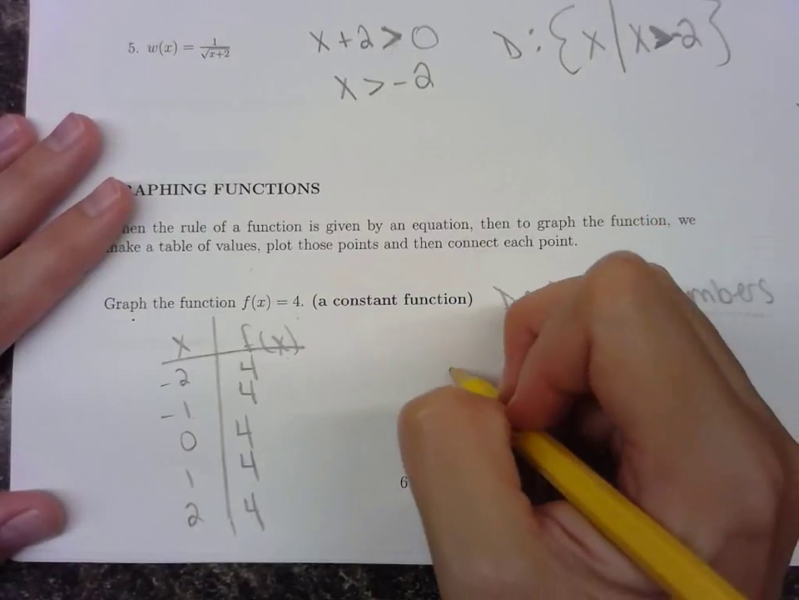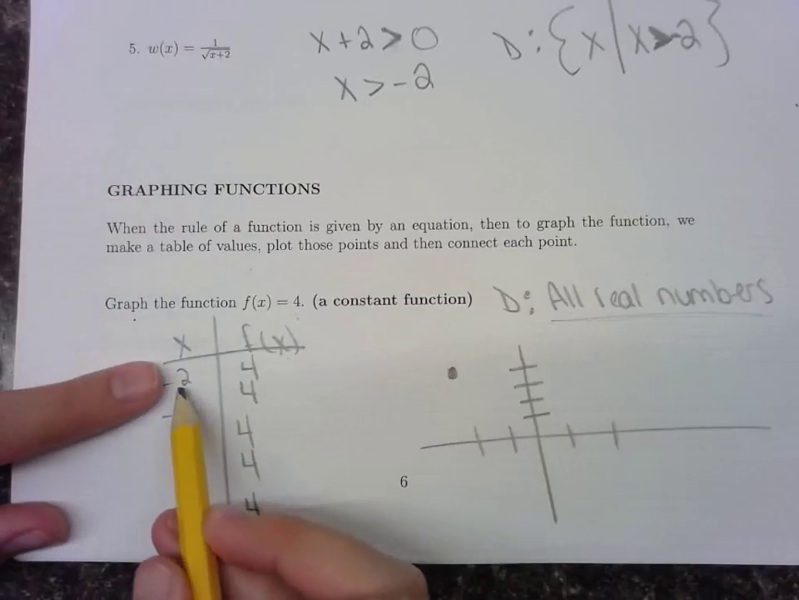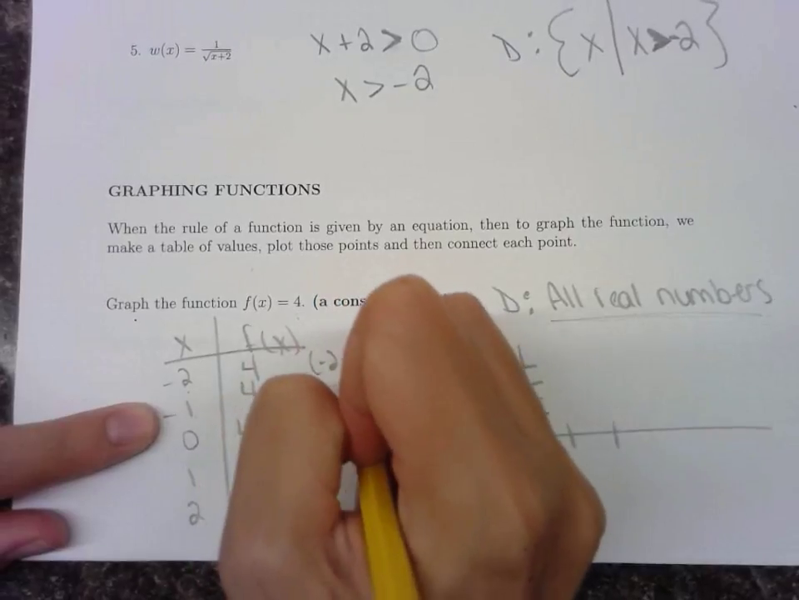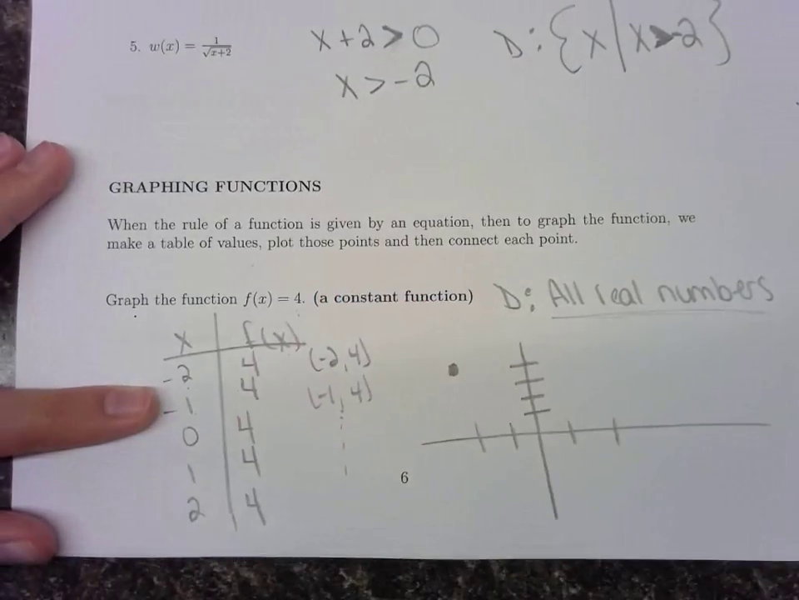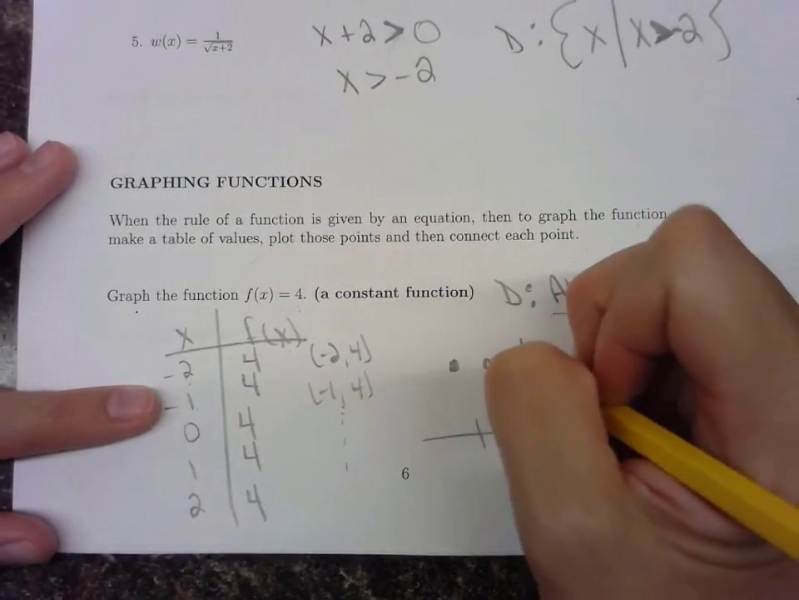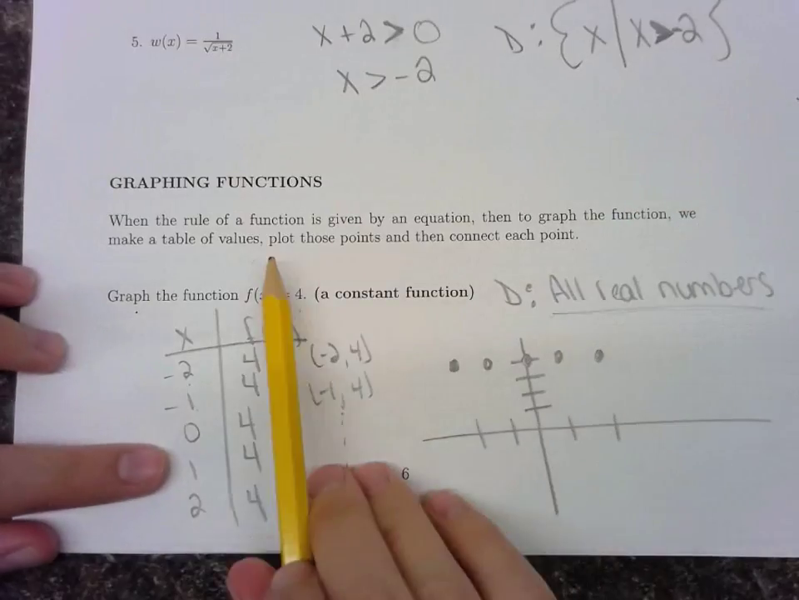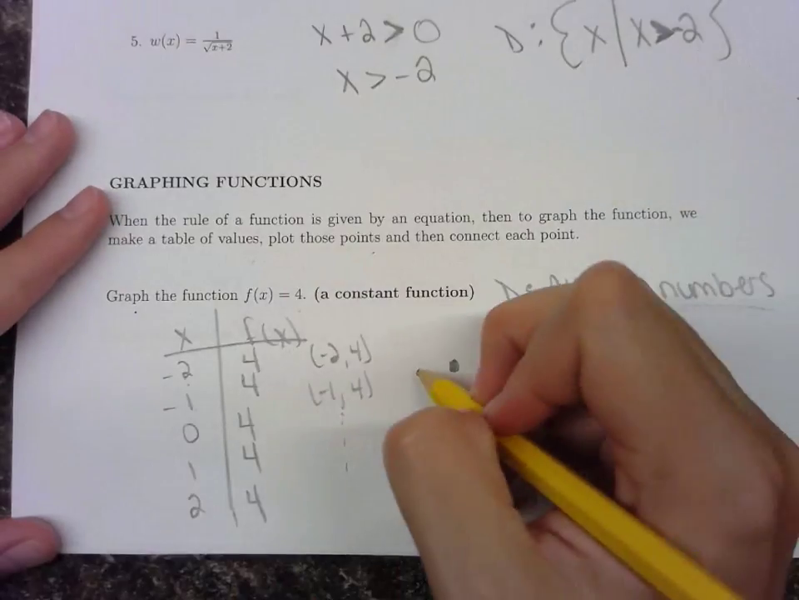So we have negative 2, 4. I'm plotting these points now. Remember, input, output looks like negative 2, 4. This is negative 1, 4. So negative 1, 4, 0, 4, 1, 4, and 2, 4. We've plotted the points. Now we're just going to connect.